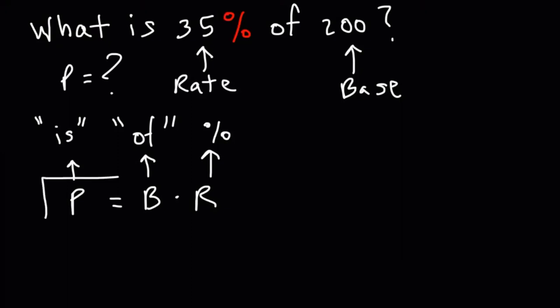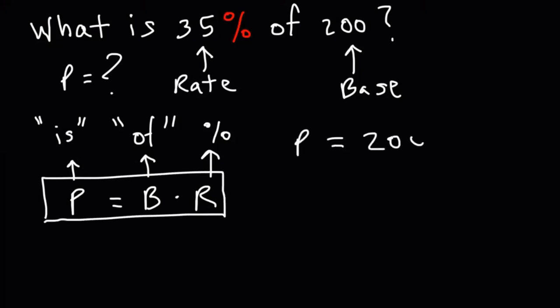So what is 35% of 200? Now let's use this formula to get the answer. We want to calculate P in this problem. The base is 200 and the percentage is 35%. That's the rate. I mean, let me not confuse that with P and R. R is 35%. So what is 35% as a decimal? 35% as a decimal is 0.35. So all we need to do is multiply 200 by 0.35 and you'll get 70.